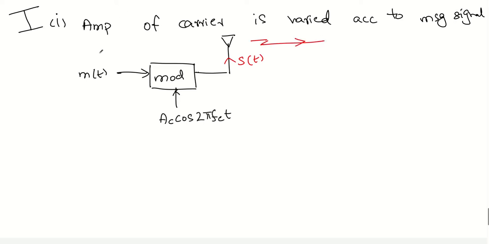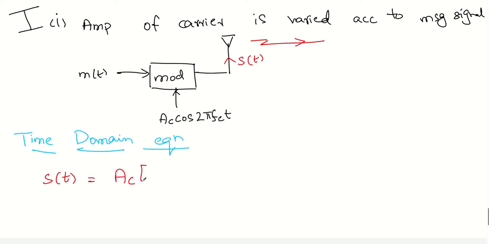Now we need to know the equation of s of t, the time domain equation of s of t. We are now looking at the time domain equation, which is given by s of t is equal to Ac into 1 plus Ka m of t, multiplied by cos 2 pi fc t. So this is your very important time domain equation.